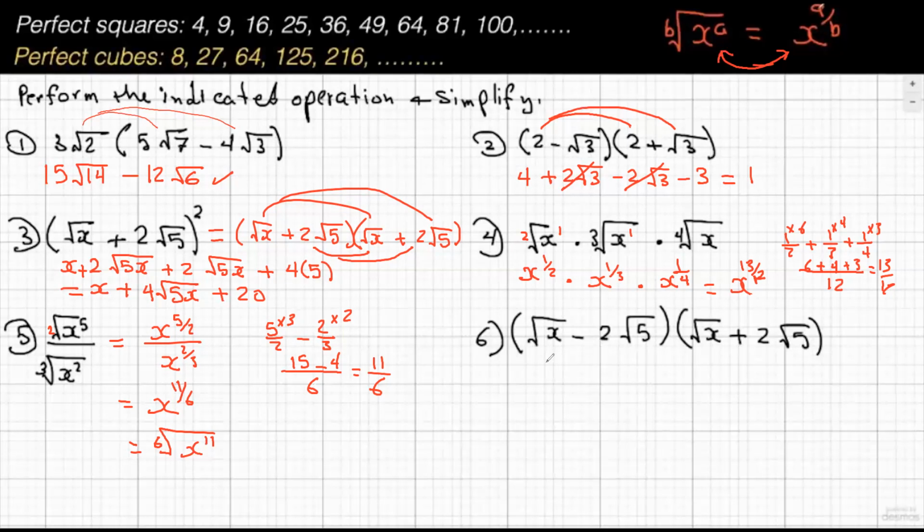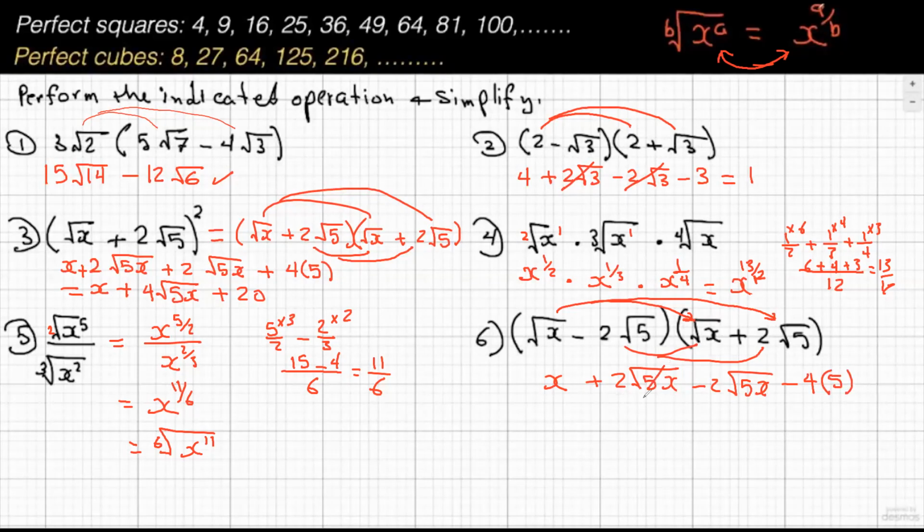Okay, here's our last question. Root x times root x, that's FOIL, and root x times 2 root 5. So root x times root x is just going to be x, and then we're going to get plus 2 root 5x. And again, we're going to FOIL, so this is going to be minus 2 root 5x. Negative times positive is negative. 2 times 2 is 4. Root 5 times root 5 is going to be 5. These will cancel because they are opposite signs. And then we have x minus 20 as my final answer.